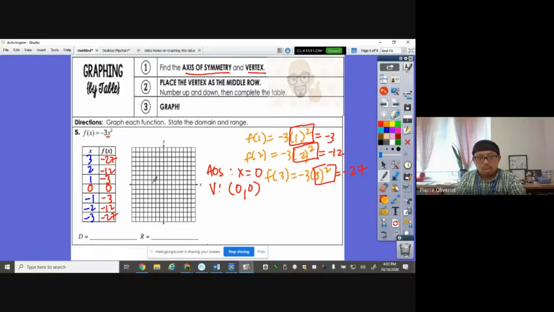Okay, now I'm going to plot the 0, 0, which is right here, then 1, negative 3. Oh, negative 3 goes down. 1, negative 3. And then we don't have space for 2, negative 12, so it's somewhere right here. And then on the other end, boom. Connect them all. Oh, I missed that.